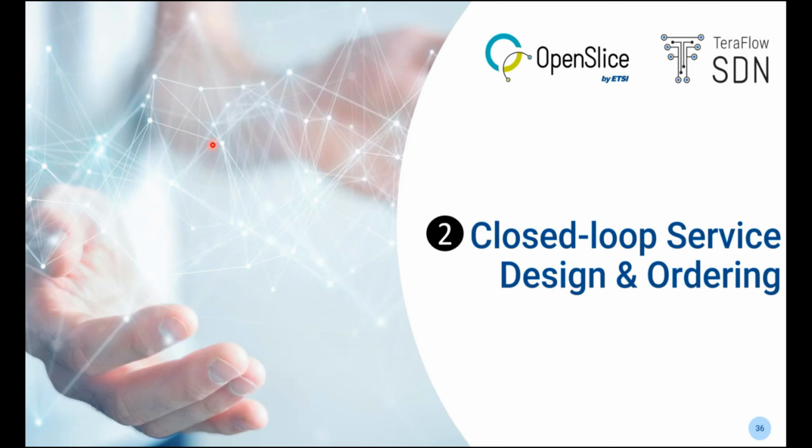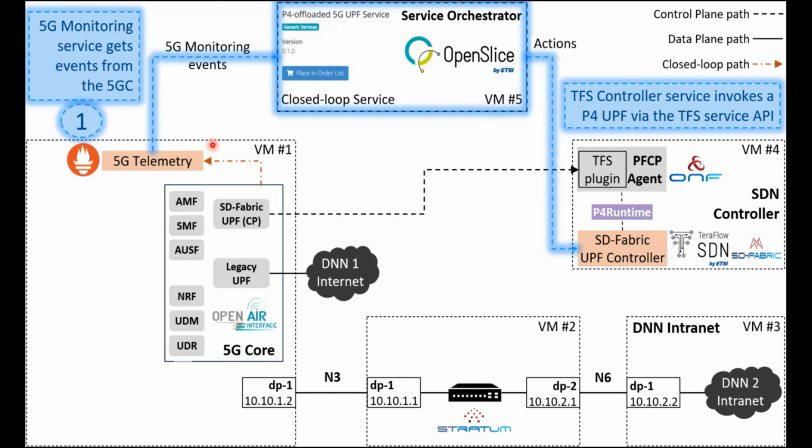All the system components are up. And now we're going to go into phase 2, which is how we have designed the closed loop service in OpenSlice and how we are ordering the service. To do this, we have first of all to connect OpenSlice with the telemetry data that is available through Prometheus. So it's the left-hand side of the diagram. And then once we are able to stream those metrics into the OpenSlice service, we bundle, let's say, this service with another one which actuates and calls TFS on the other side to instantiate the UPF.